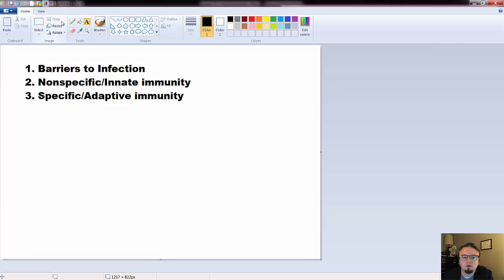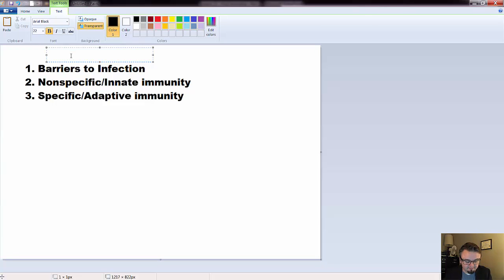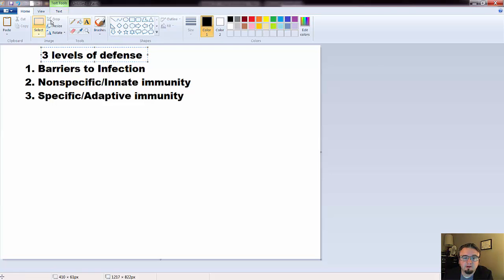To refresh your memory here, recall that what we call the levels of defense, the three levels of defense, consist of barriers to infection, which really isn't technically part of our immune system, just keeping things out. It largely has to do with our anatomy and physiology. And then the second and the third relate to the immune system itself. This is actually our immunity. The second is the non-specific, which often involves kind of a general response to self versus non-self.